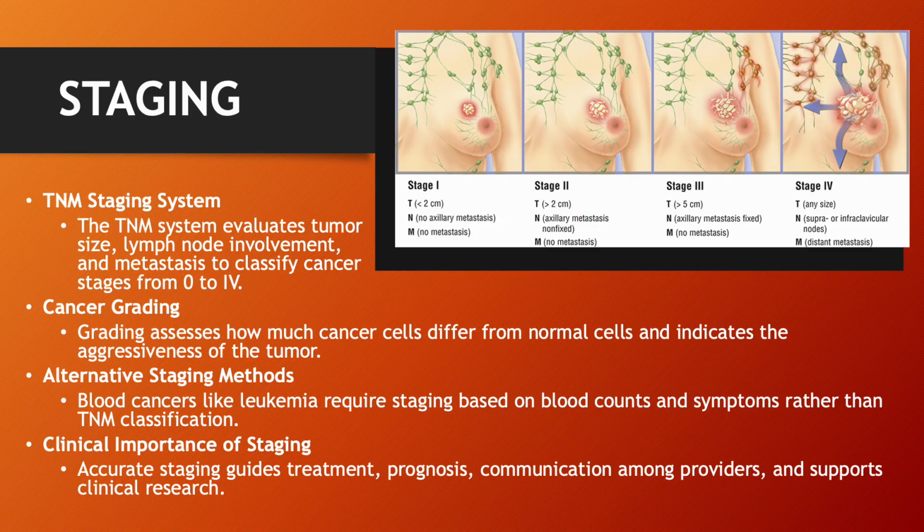Not all cancers fit the TNM system. Blood cancers like leukemia don't form solid tumors, so staging relies on blood counts and symptoms instead. This highlights the diversity of cancer and the need for specialized approaches.